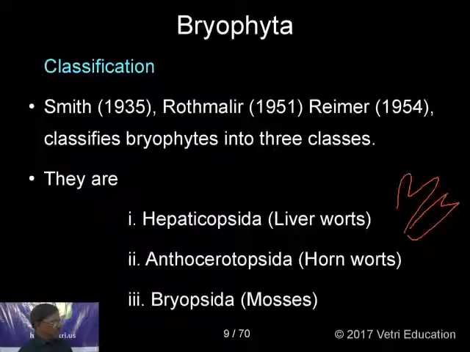And the next one, Anthocerotopsida: the sporangium is a horn-like structure, so these are called hornworts. The third one is Bryopsida. These are the developed bryophytes, so they are called mosses. In general, bryophytes are called mosses, but the advanced bryophyte is the moss. It is under the class Bryopsida. Now let us see the characteristics of each class.